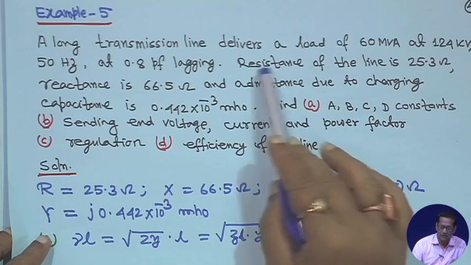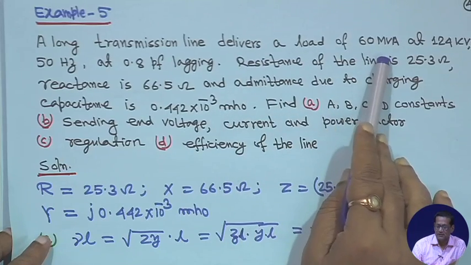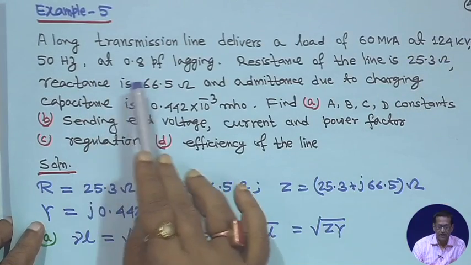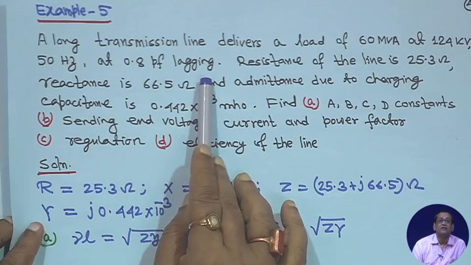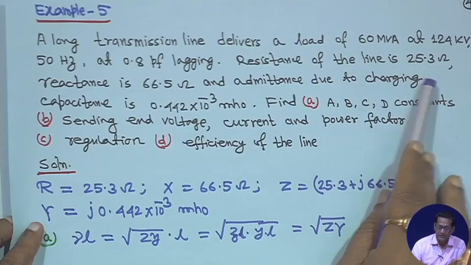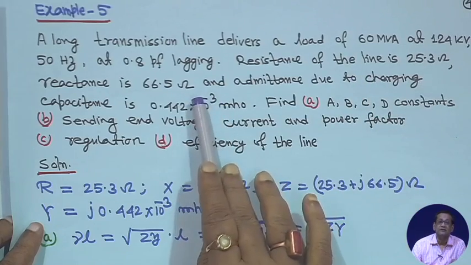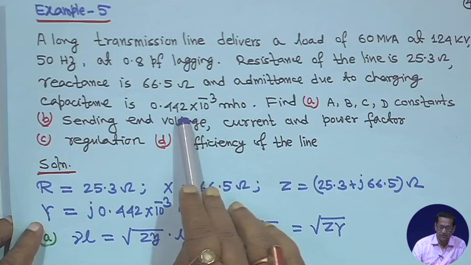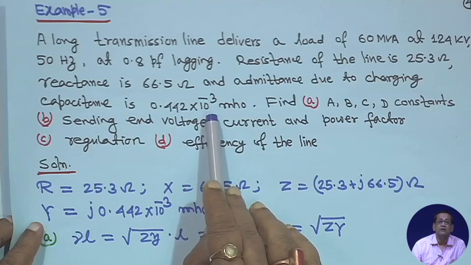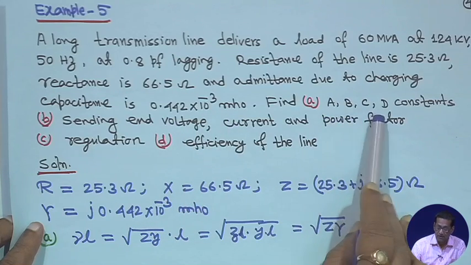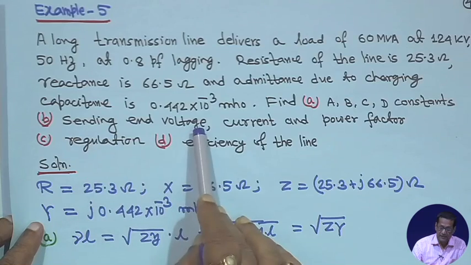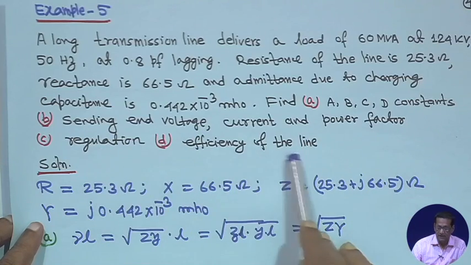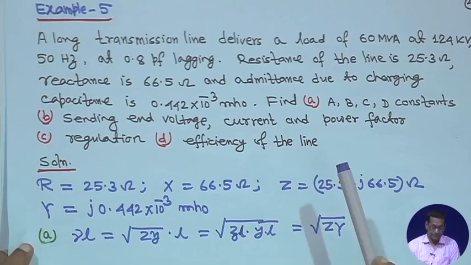So, it is a long transmission line, delivering a load of 60 MVA at 124 kV, 50 hertz and 0.8 power factor lagging. Resistance and reactance are given, and admittance due to charging capacitance is also given, 0.442 into 10⁻³ mho. You have to find the ABCD constants, sending end voltage, current and power factor, regulation and efficiency of the line.